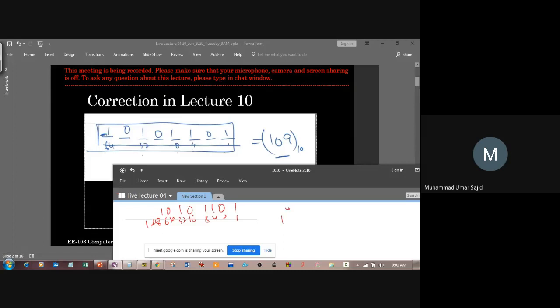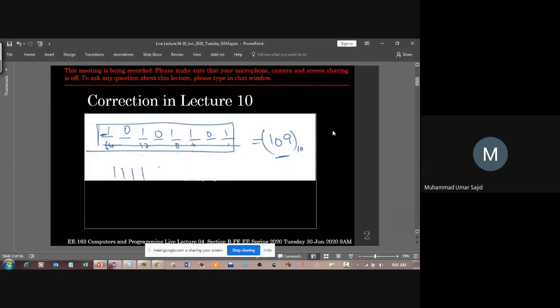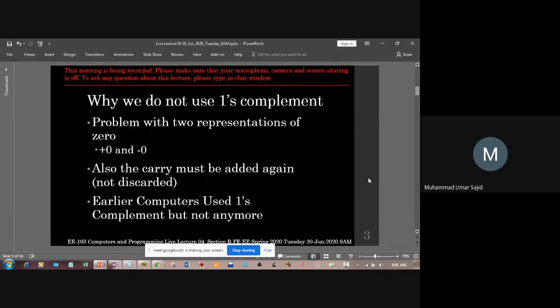getting 173 here. Okay, so that's a correction in lecture 10. So you can correct it over there. Okay, now coming to the next part of that thing.